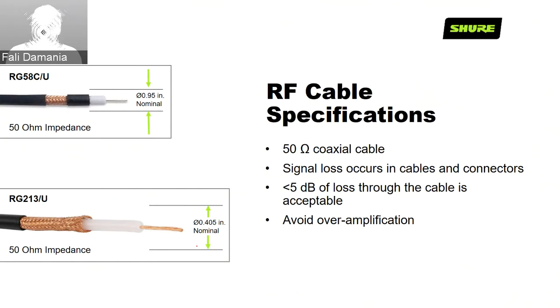Signal loss now occurs in the cable, it occurs at the connector, and you're looking for on your entire RF system not more than, or I should say less than 5 dB of loss through the entire system. Best case scenario is 3 dB, worst case is 5. And to an extent, you try and avoid amplification as much as possible. The RG213/U low loss cable is the one that's quite typically used.